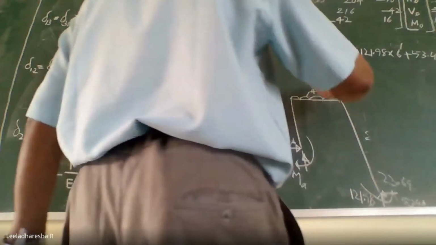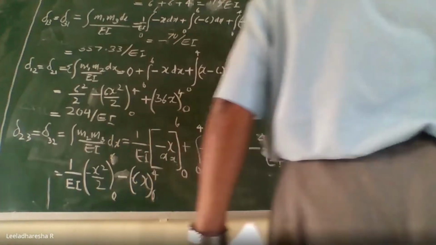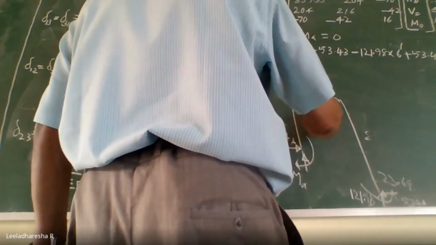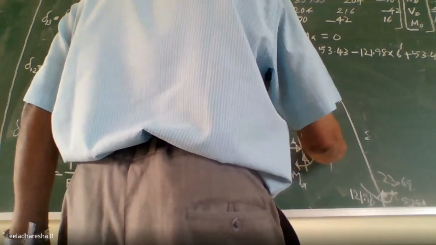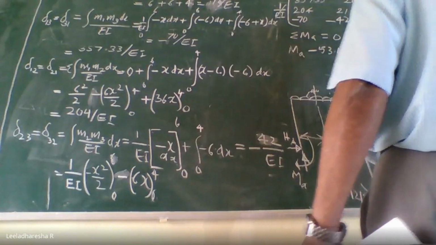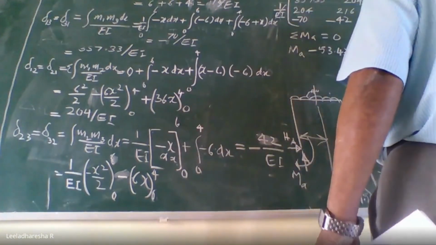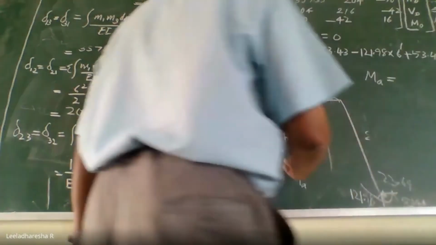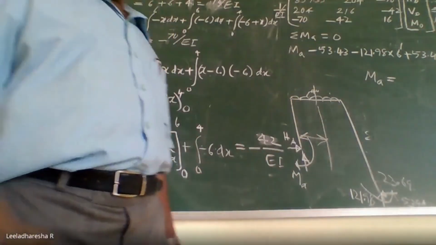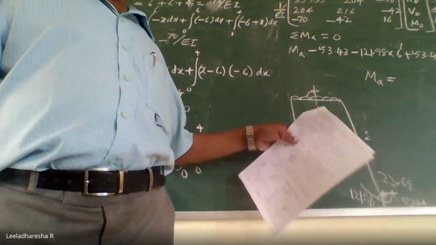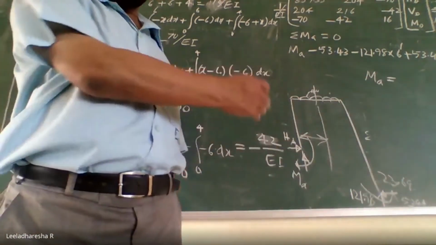Again, UDL gives clockwise moment. 40 into 6 is the load, which acts exactly at the center. From here, what is the distance? Perpendicular distance is this, into 3. See, this must be equal to 0. So, from this particular condition, you can determine MA. If your assumed direction is correct, then your answer will be positive. If your assumed direction is wrong, you will get negative. So, change the direction.